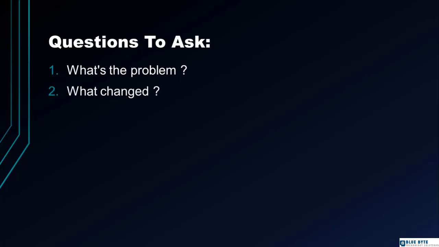The second question is, what changed? This is an important question to ask because nothing goes wrong until something has changed. What changed can be a new program that has been installed. It can be a new hardware that has been added. So if the user says that he started experiencing a problem since he installed this new software, your action can be uninstalling this new software and seeing if it has solved the problem.